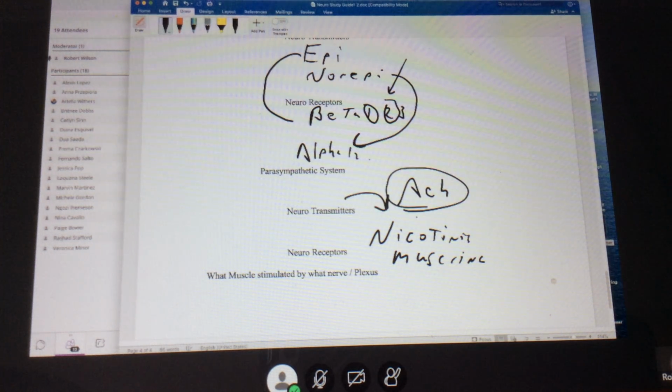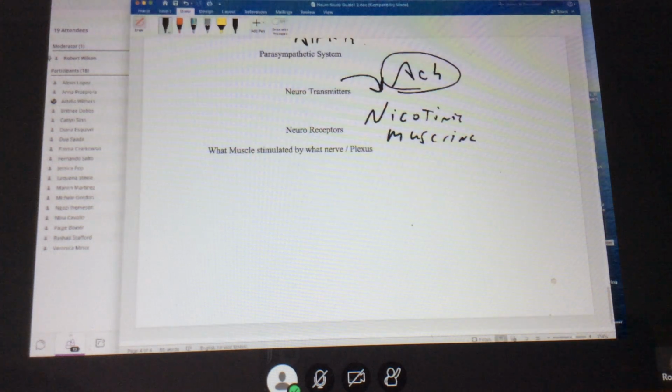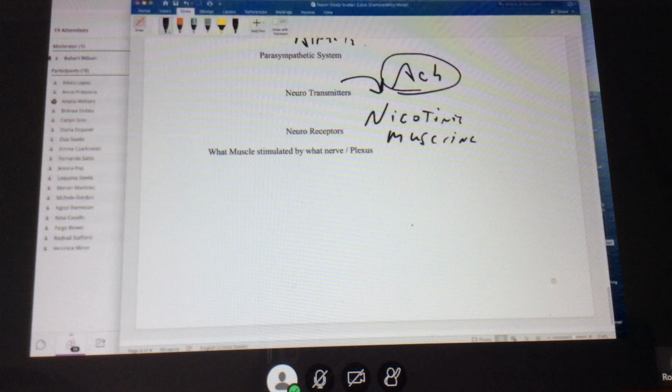Then lastly, you need to know what muscles are stimulated by what nerve and what plexus they come from. So the only thing in the cervical plexus is going to be the phrenic nerve, and remember the phrenic nerve is C3, 4, 5. Remember 3, 4, 5 to stay alive. Right? So it's the phrenic nerve going to the diaphragm.